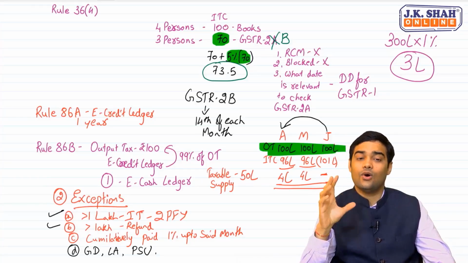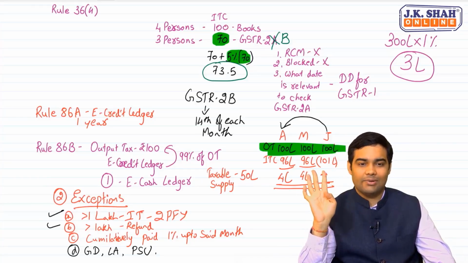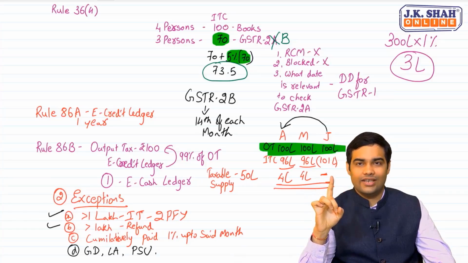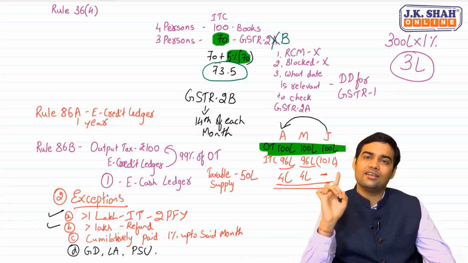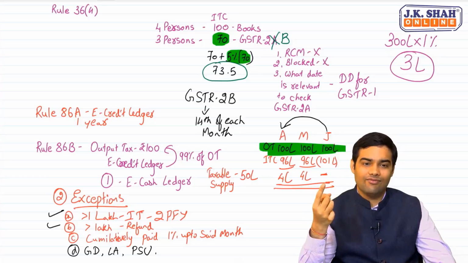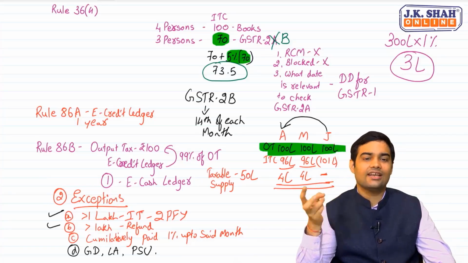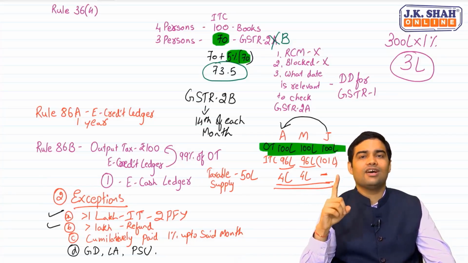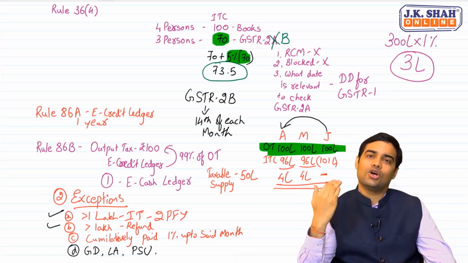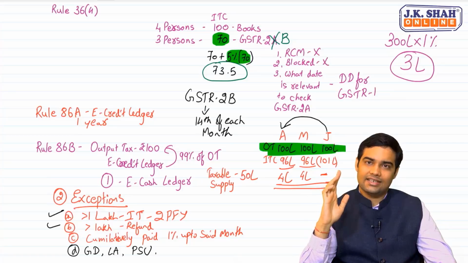So, in essence, under Rule 86B, 1% has to be paid through the e-cash ledger. Correct? Now, 4 cases where this is not applicable: more than 1 lakh of income tax in two preceding financial years, or you have got more than 1 lakh of refund for the previous financial year, or cumulatively you have paid 1% up to the said month, or government department, local authority, public sector undertaking.